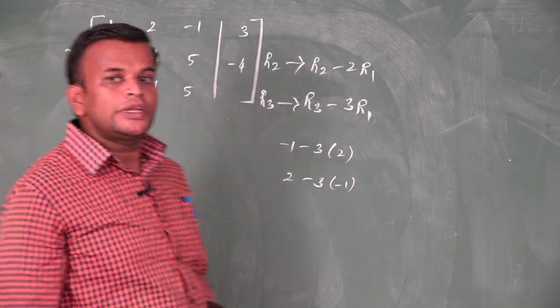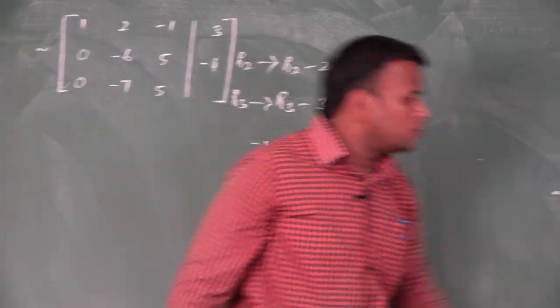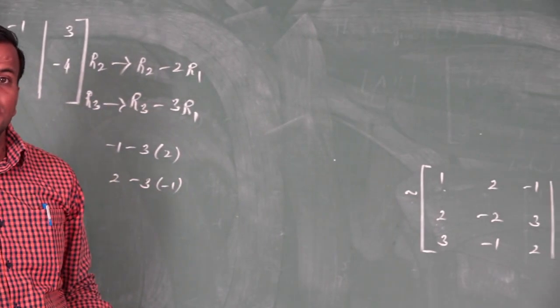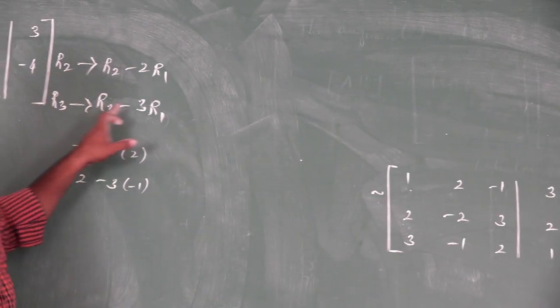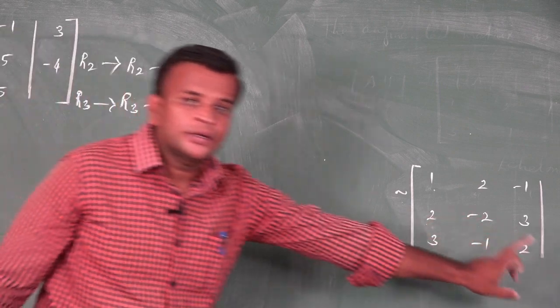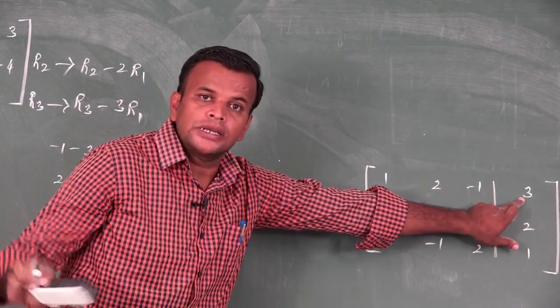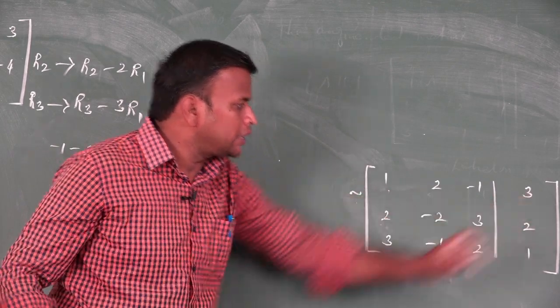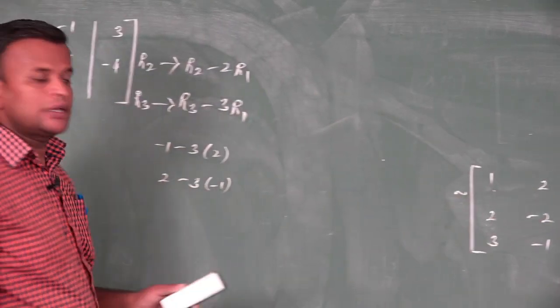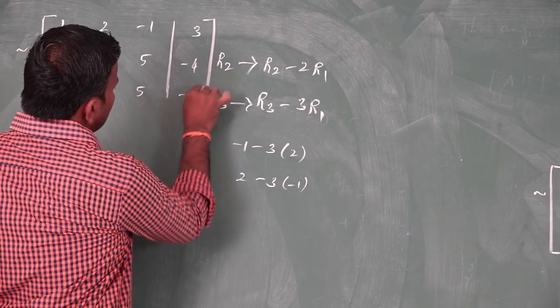The last element is 1. How to change 1? We write R3 as R3 minus 3R1. So 1 minus 3 times 3, 1 minus 9. 1 minus 9 becomes minus 8.